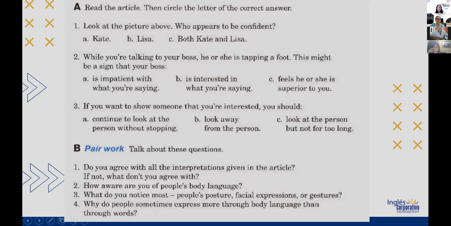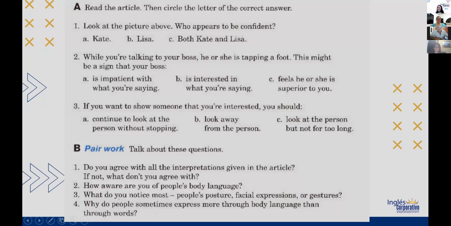Okay, if you want to show someone that you're interested, you should continue to look at the person without stopping, or look away from the person, or look at the person, but not for too long. Exactly. You look at the person, but don't stare at the person the whole time, right? Try to be polite. Try to be kind, okay? So do you agree with all the interpretation given in the article? If no, why not? This is something that we probably will discuss tomorrow.